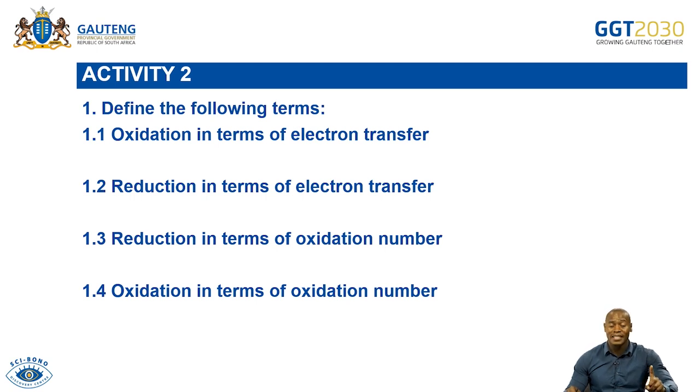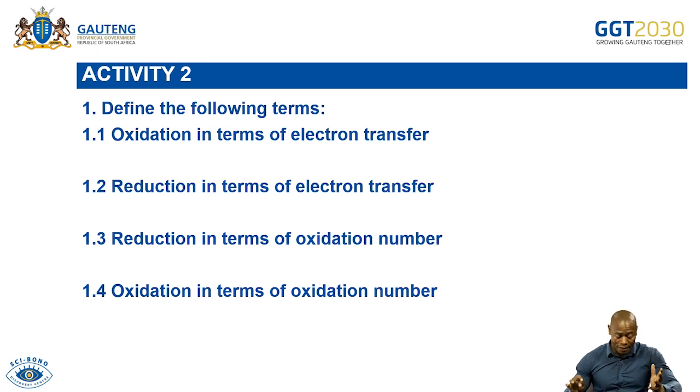So oxidizing agent is a substance that is being reduced, or a substance that gains electrons, or a substance whose oxidation number decreases, right? Reducing agent is the substance that is being oxidized, or a substance that loses electrons, or the substance whose oxidation number increases. But when it comes to oxidation and reduction, they have to be specific, whether you should define it in terms of electron transfer or in terms of oxidation number.